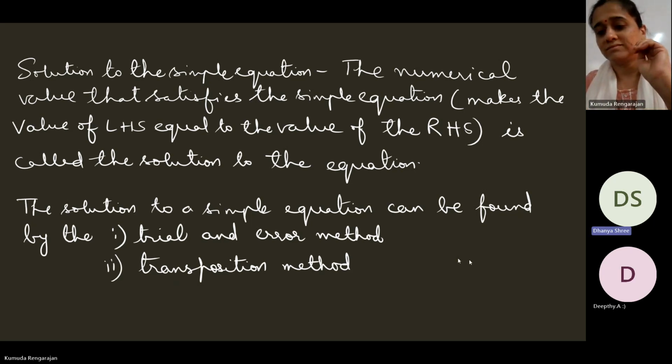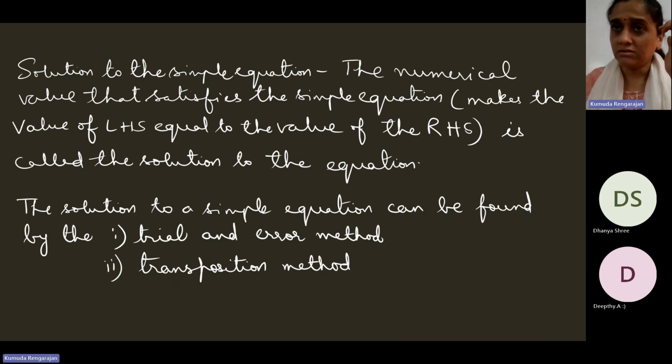Ma'am, completed. Yeah. So here again, solution is a value that satisfies the equation. Solution to an equation is that value which satisfies the equation, which makes the value of the left-hand side equal to the value of the right-hand side. We can find the solution to a simple equation in two ways. One, trial and error method. Two, transposing or transposition method. We'll take the same example.